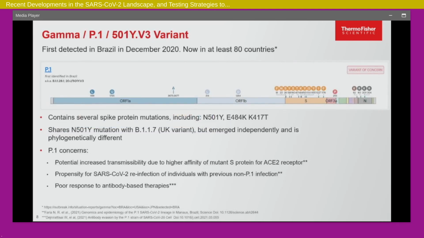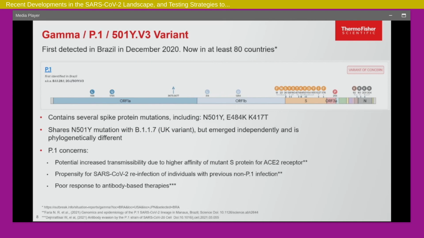Similarly, you look at the Brazilian variant, which is the P1 variant, or now it's called the Gamma variant. This came out of Brazil. It's now seen in almost 80 countries. Again, similarly, you have this N501Y and E484K. Now, it has a different mutation called K417T. The previous one had K417N. This one has a K417T mutation at the 417 location.